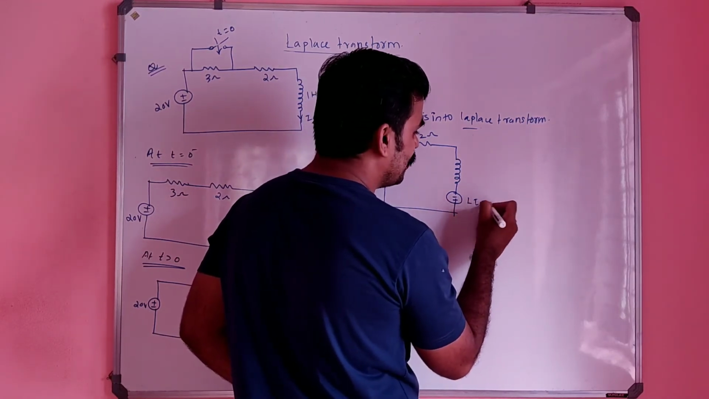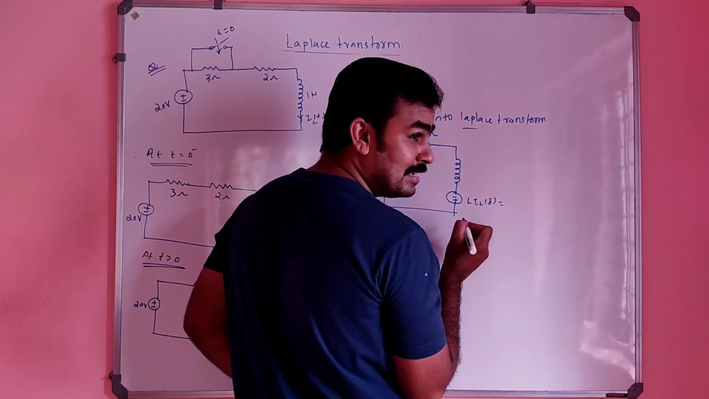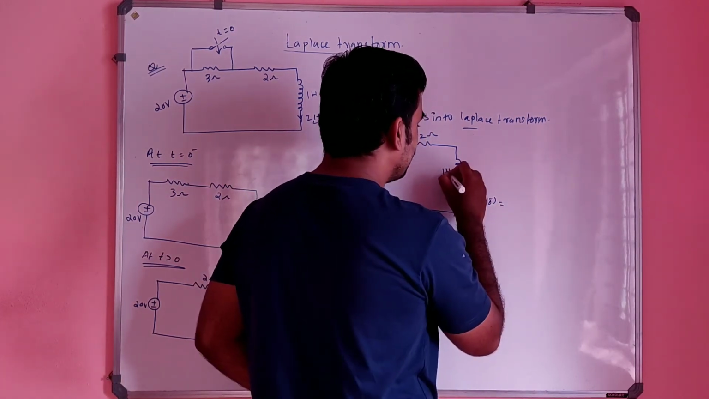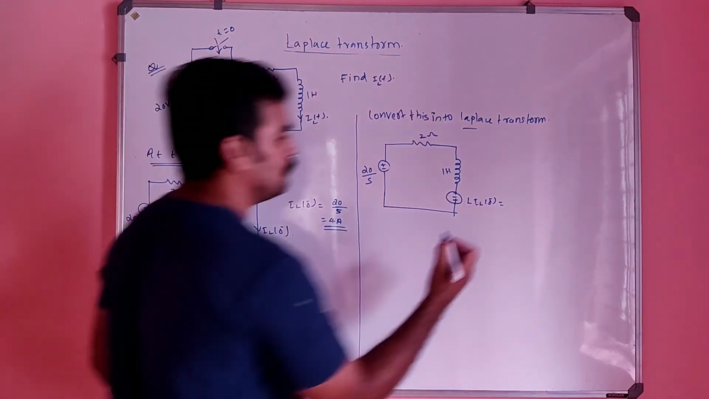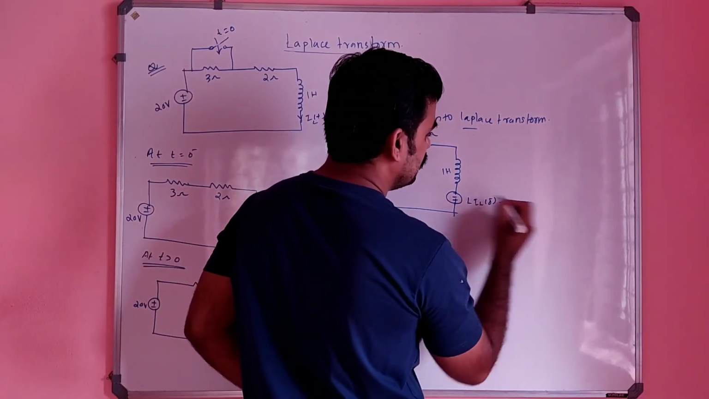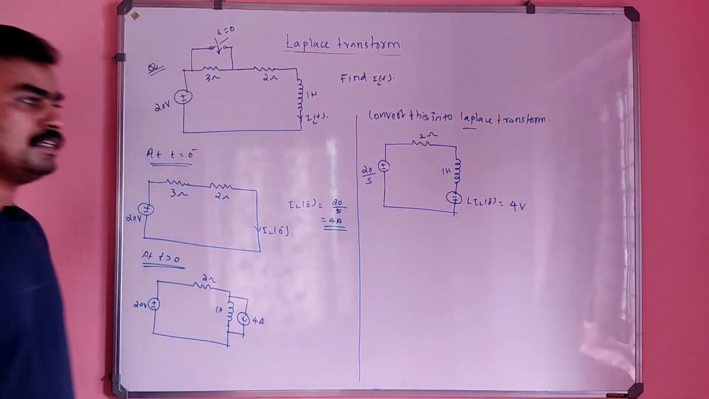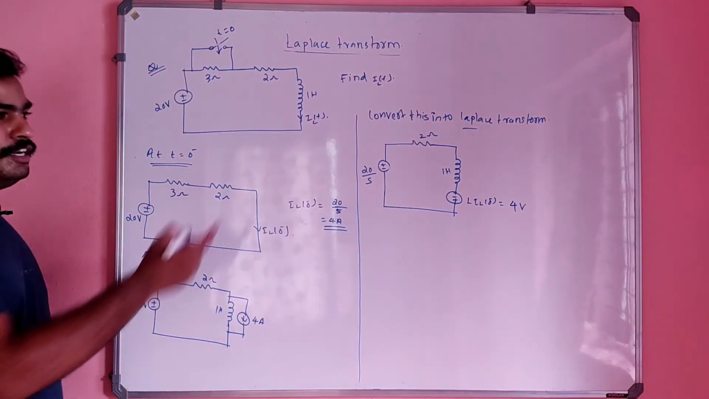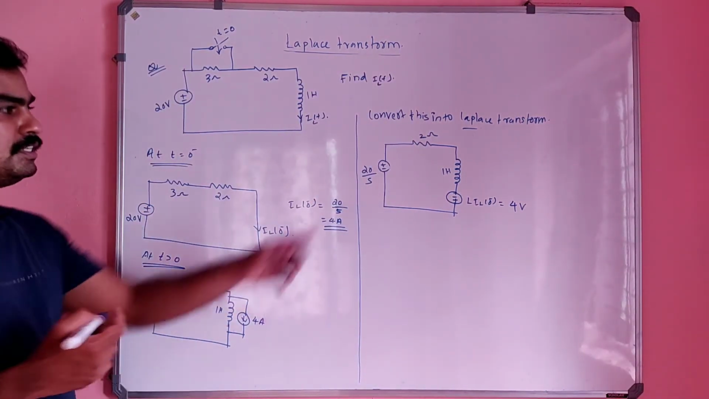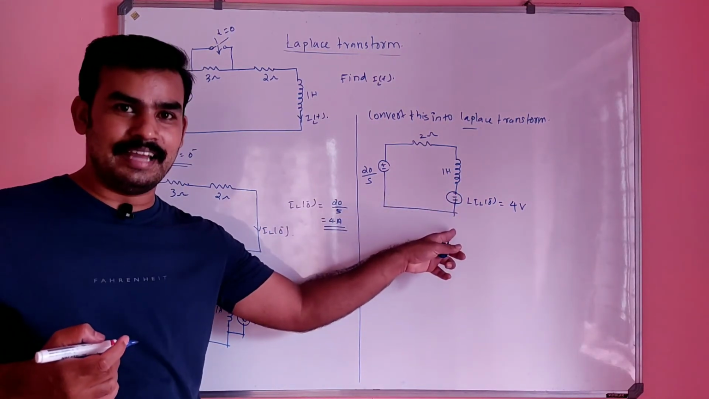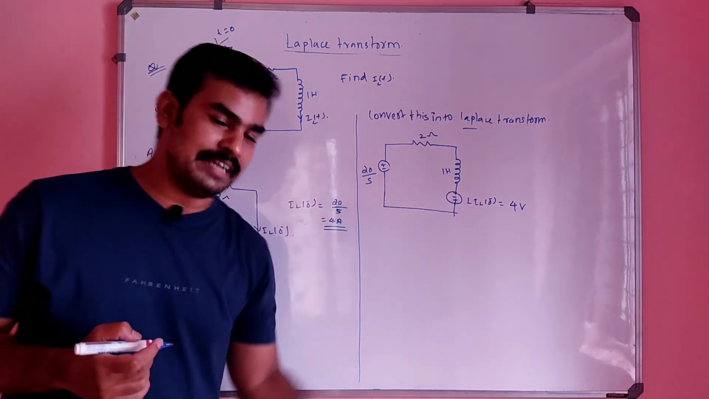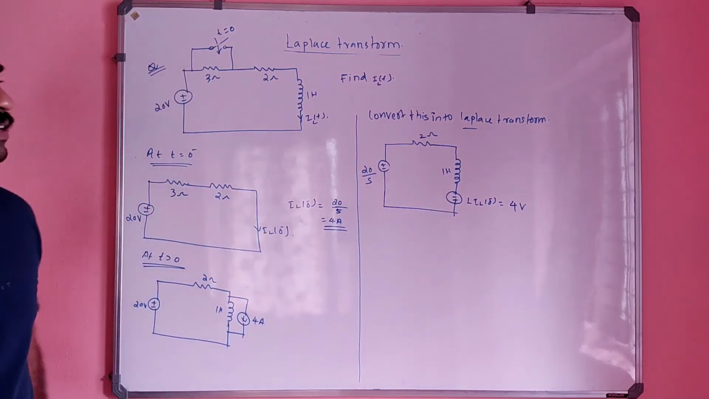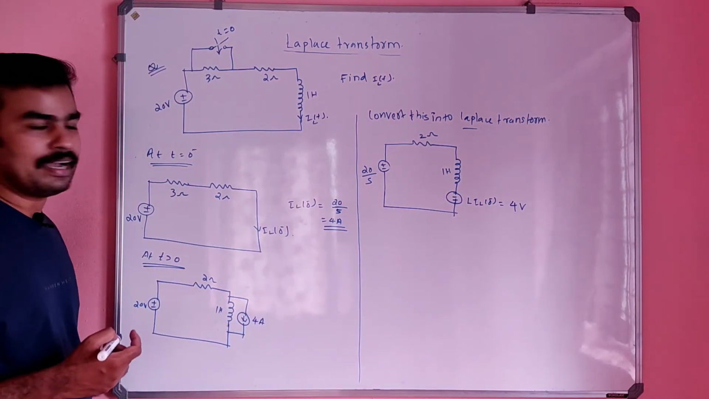L into IL of 0 minus. Did you remember that? L is 1 Henry, so 1 into IL of 0 minus. IL of 0 minus is 4 ampere, so this will be 4 volt. It's a voltage source, right? Did you remember the figure for the inductor? This will be the figure, minus plus like this. In the case of a capacitor it will be upper plus and lower minus, but in the case of an inductor it will be minus and plus. I will tell you again, okay?